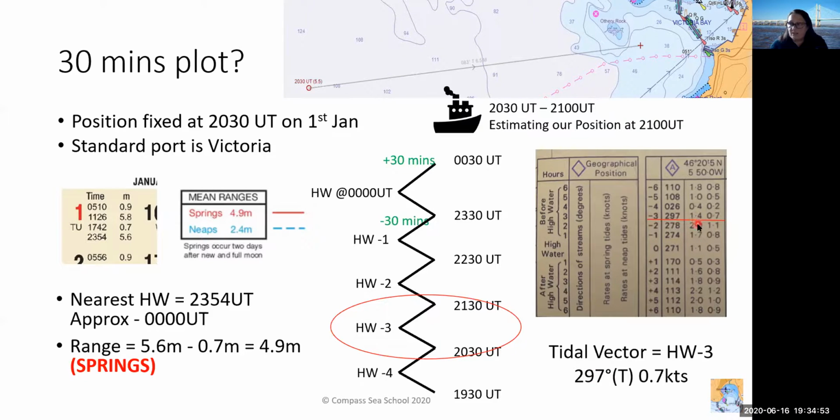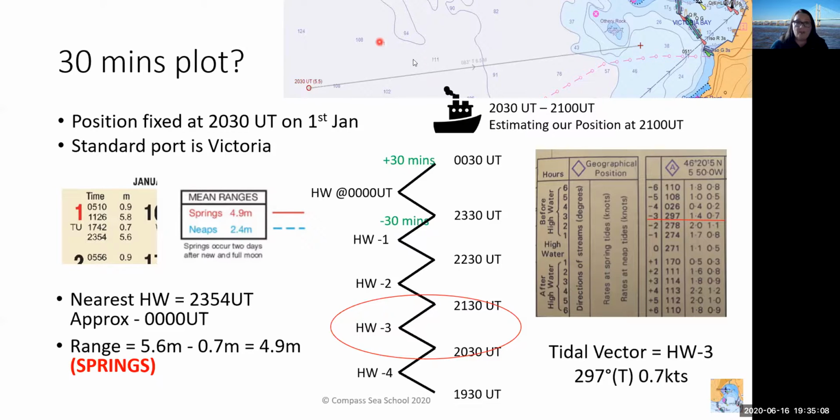So in this instance, although I've got 1.4 knots for the whole hour, I'm only sailing in half of that. So the direction is still going to be 297 degrees true, and I'm going to have 0.7 knots of tide.